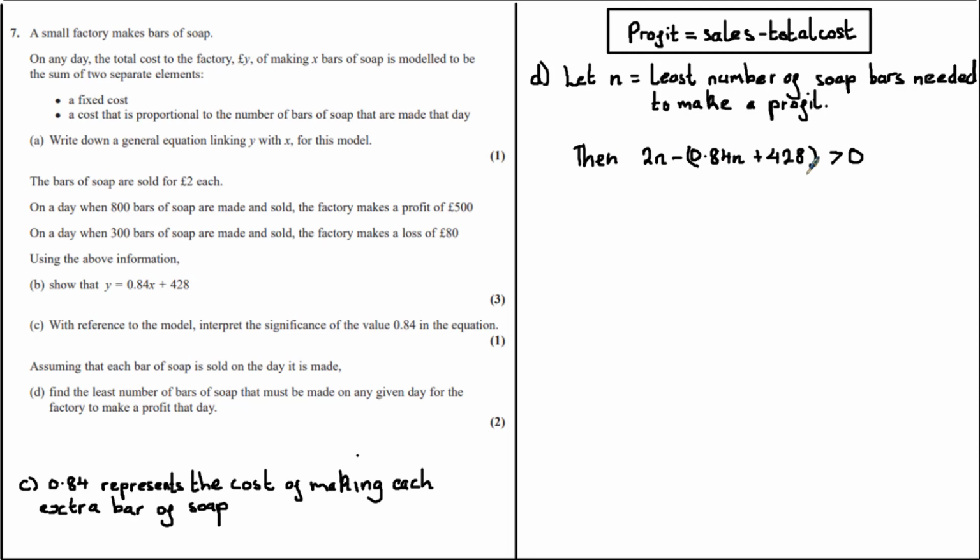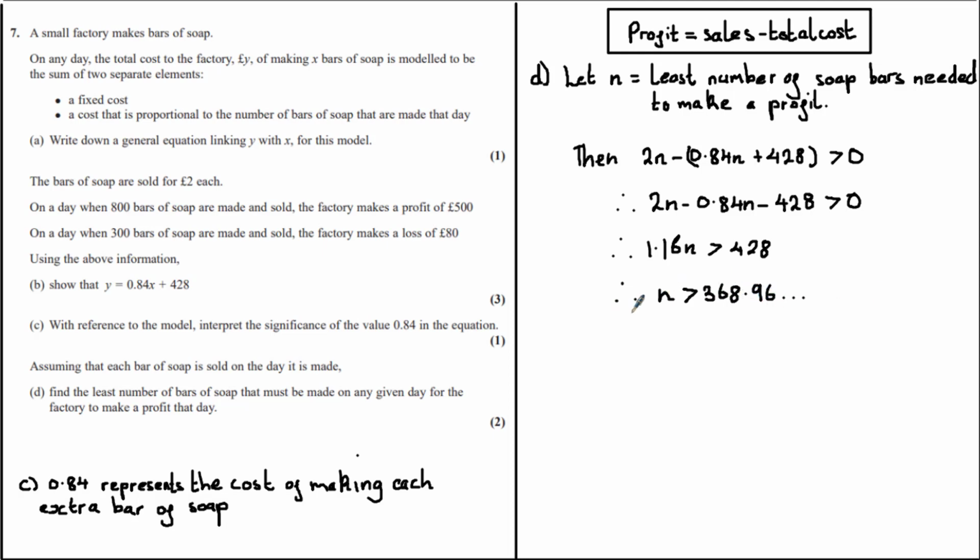If we expand the brackets on the left-hand side, we get that 2n minus 0.84n minus 428 is greater than 0. If we collect the like terms and add 428 to both sides, we get that 1.16n is greater than 428. And if we divide both sides by 1.16, we get that n is greater than 368.96 and so on. So what this is saying is that any number of n greater than 368.96 and so on is going to give us a profit.